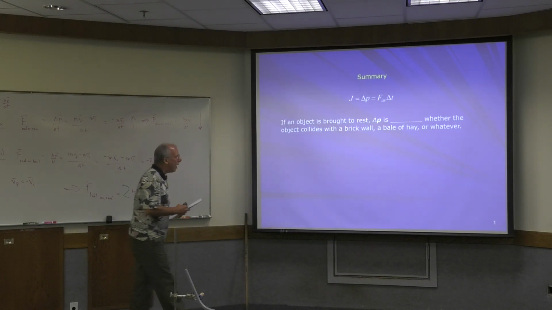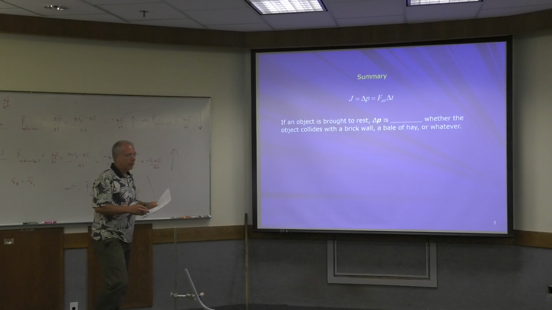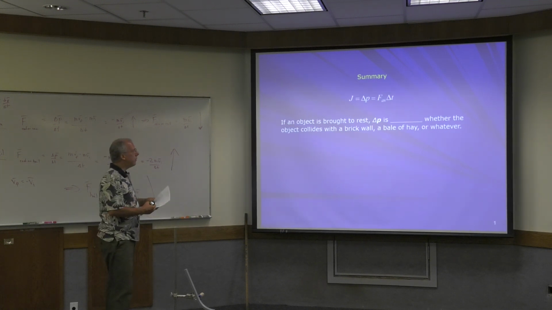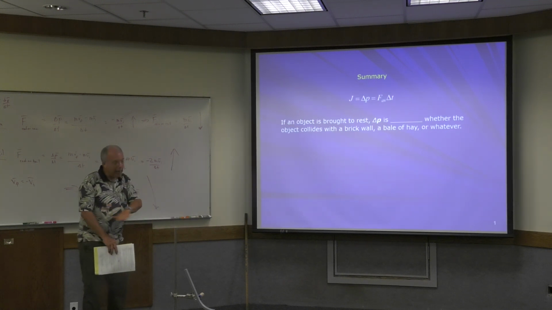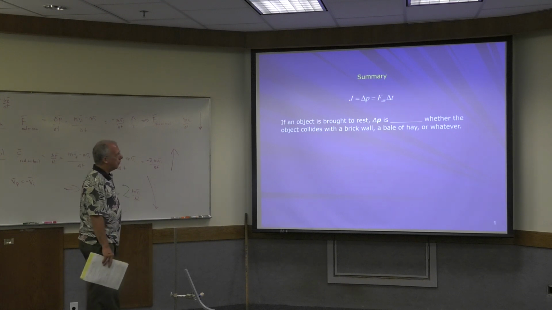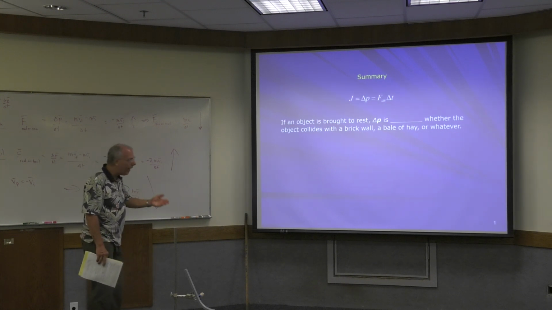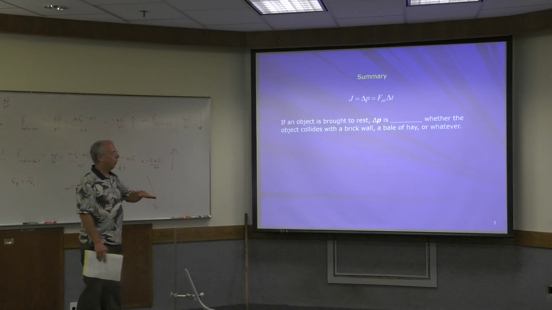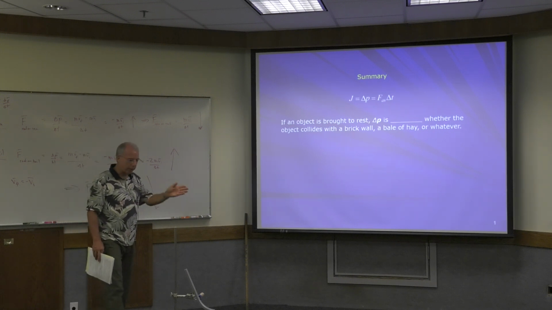If an object is brought to rest, like the paratrooper question, right? If an object is brought to rest, delta P is blank, whether the object collides with a brick wall, a bale of hay, or whatever. So delta P is what? Pause your video and figure it out.